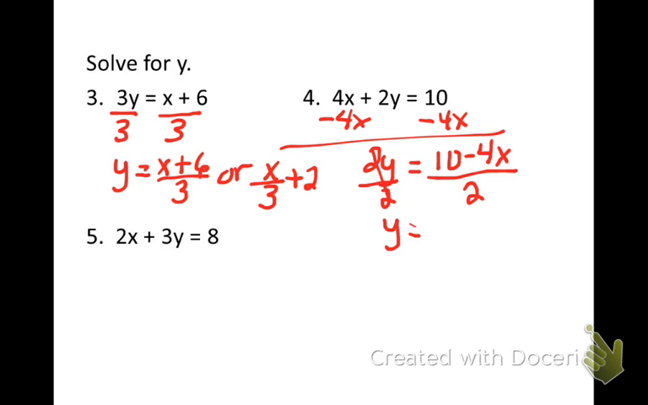Now here both numbers are divisible by 2, so I cannot leave this as my answer. 10 divided by 2 is 5. 4x divided by 2 is 2x. And again, if you write negative 2x plus 5, that would be the same.